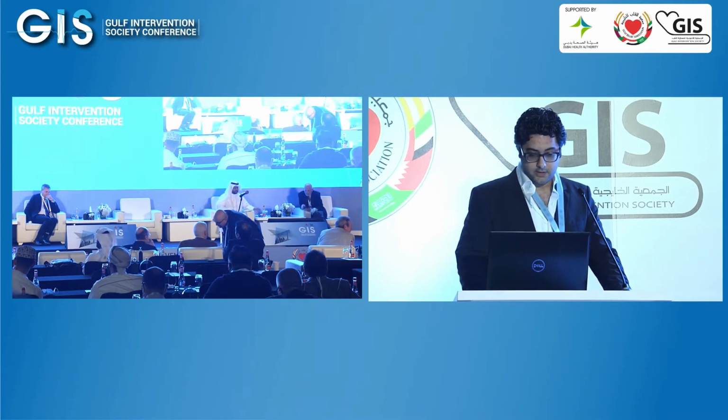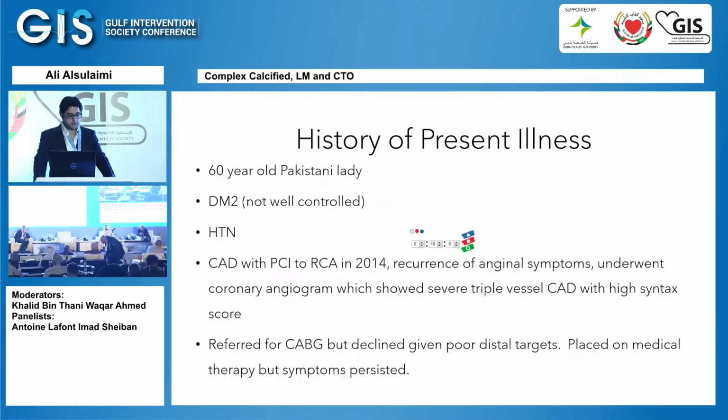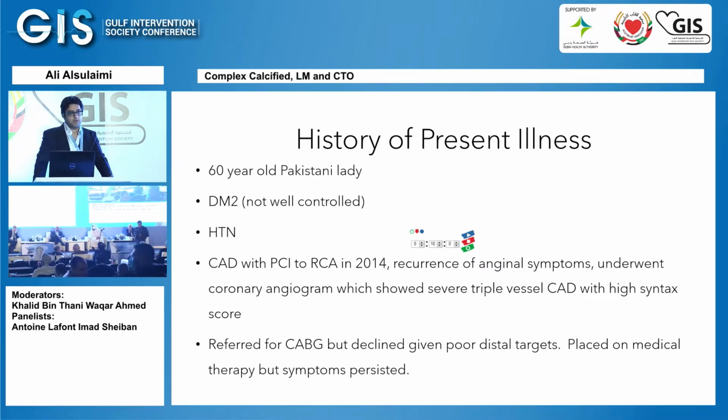I'm Dr. Ali from Mubarak Hospital in Kuwait. So I have a 60-year-old Pakistani lady. She has uncontrolled diabetes, hypertension, coronary artery disease. She had a remote PCI done in 2014 to the RCA. And she saw me in clinic, and she was having recurrent anginal symptoms.